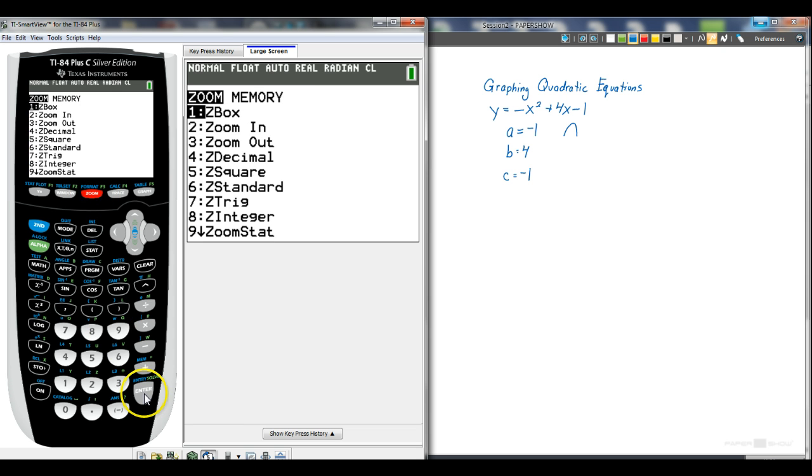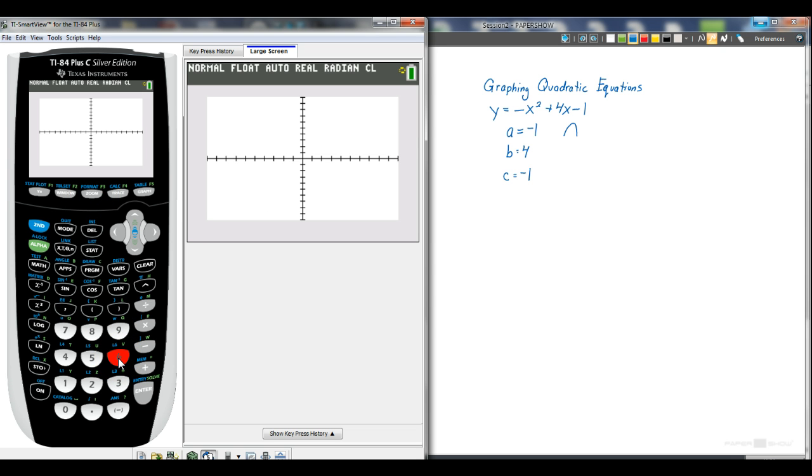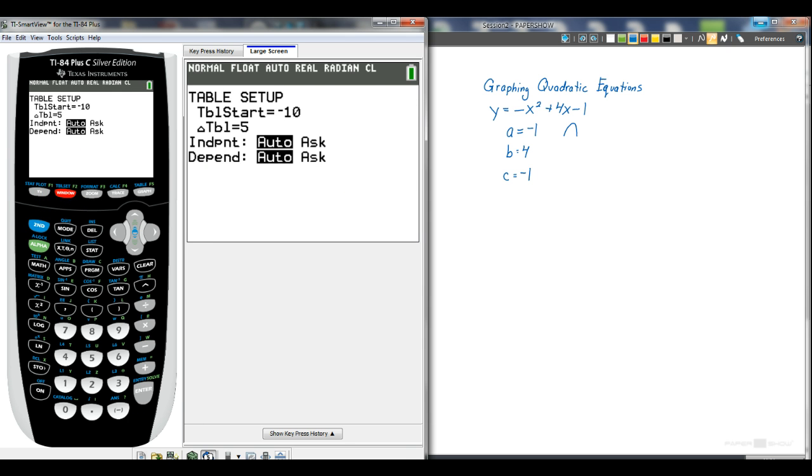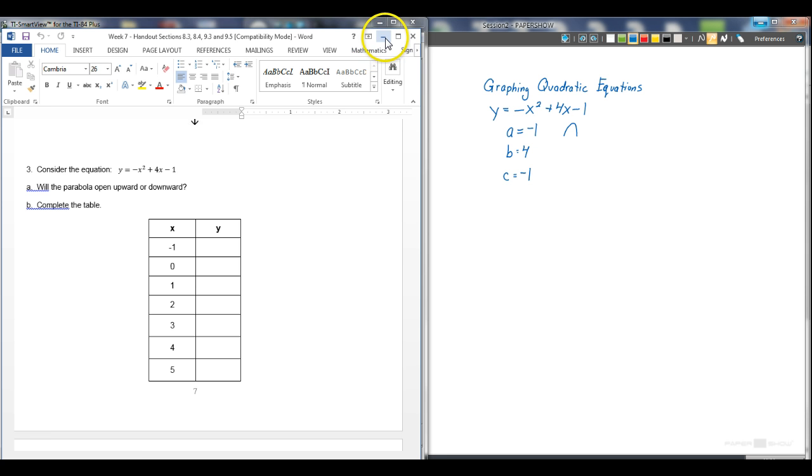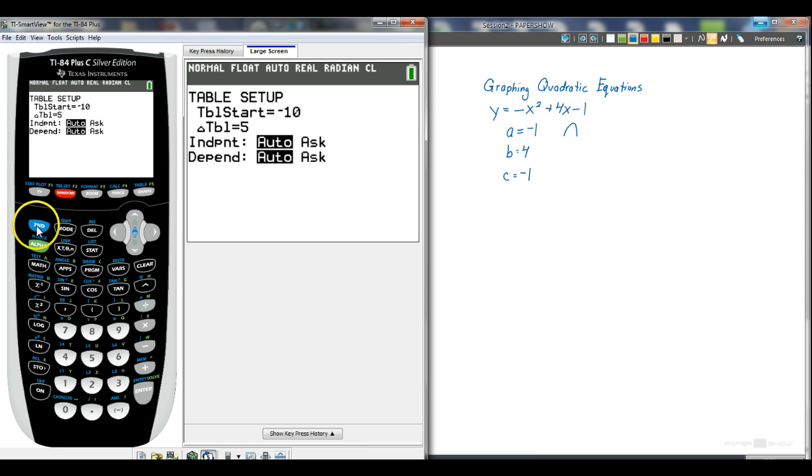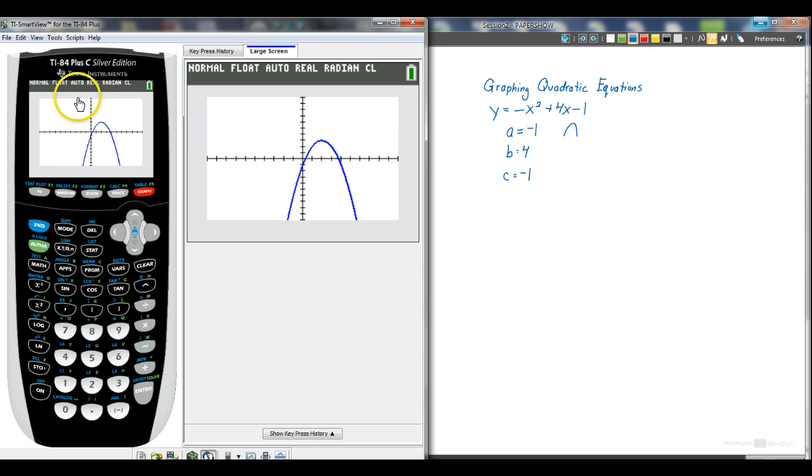And then we can try zoom 6 to see if we see it. And we do. So we can tell from here it opens downward. So again, you can look at the coefficient of a, or you can go ahead and graph it. To do our table, we can go to second table set, and start this table at negative 1. If you had to figure it out on your own, you could go back to the graph and see where the values are here. So we're looking at maybe negative 4, negative 3, if there weren't any x values given to you.